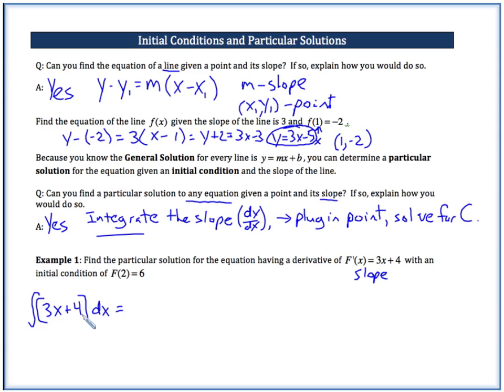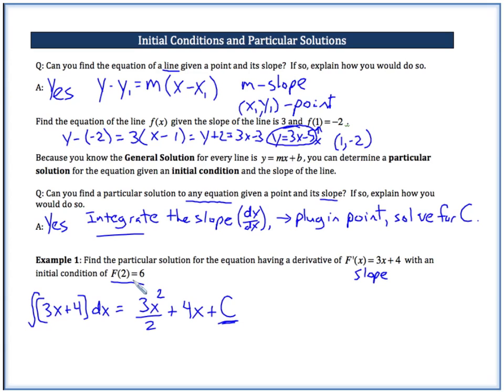So we're going to use our power rule for integration. So we get 3x. That's going to go up by 1, and then divide by that power. And then integration of a constant is just going to be 4x. And then we have that plus c. So really all we're trying to do here when we're finding a particular solution is figure out what that c has to be if we know that f of 2 at least is 6.